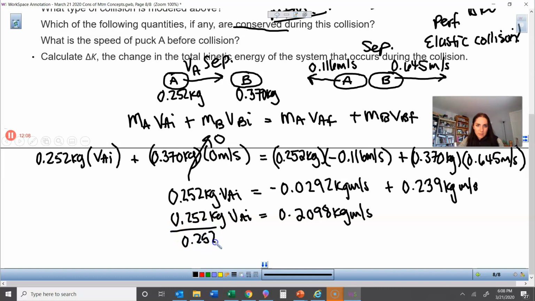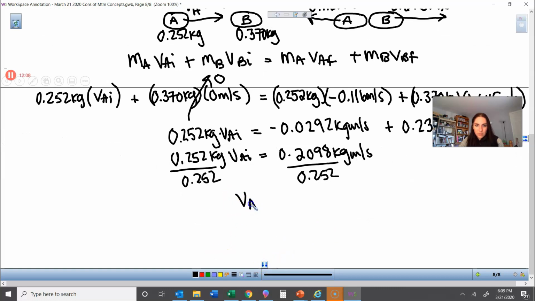So like I said, a lot of people would just make algebraic mistakes when they do this question out. That is actually the thing that most people do wrong. 0.2098 divided by 0.252. Okay, this looks good.